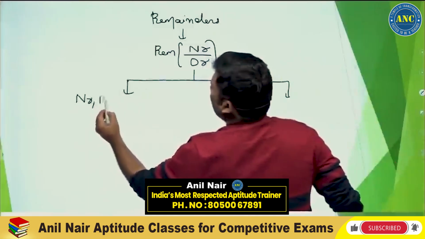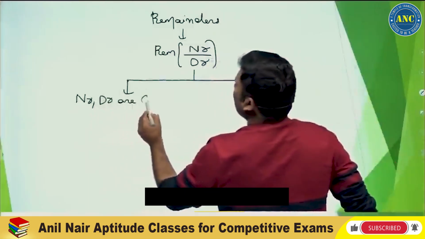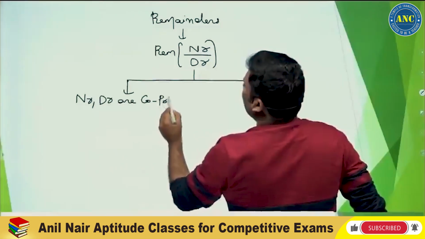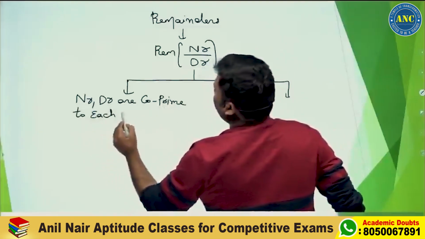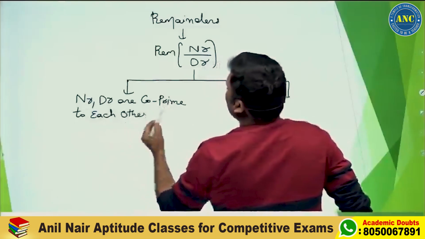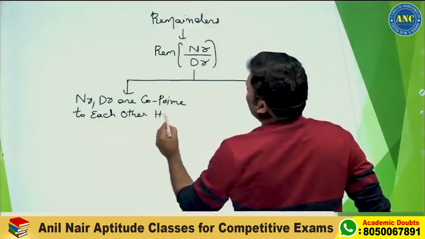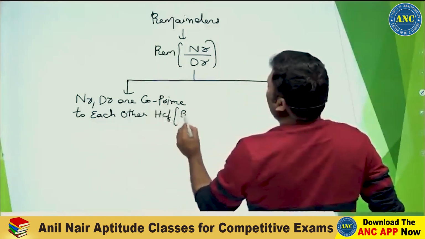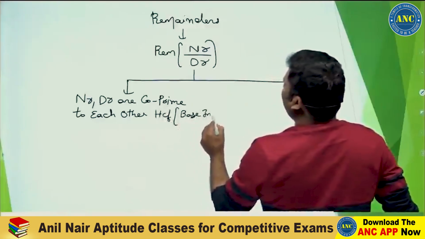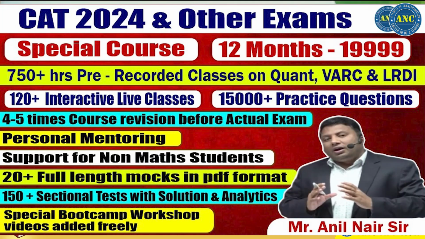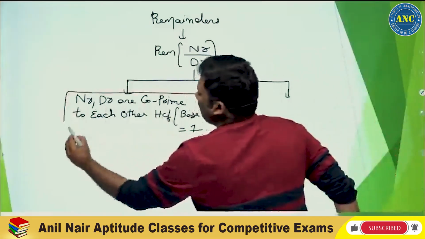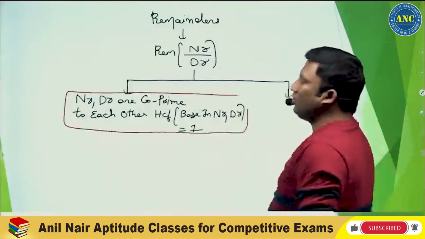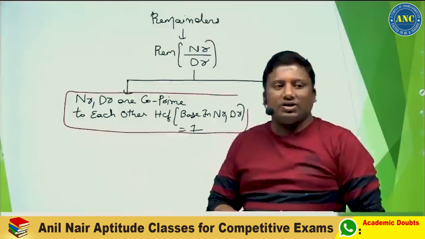Numerator and denominator are co-prime to each other. That means the HCF of the numerator and denominator is nothing but 1. Two numbers are said to be co-prime to each other if their HCF is 1.